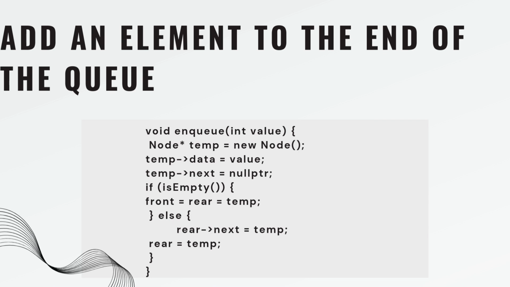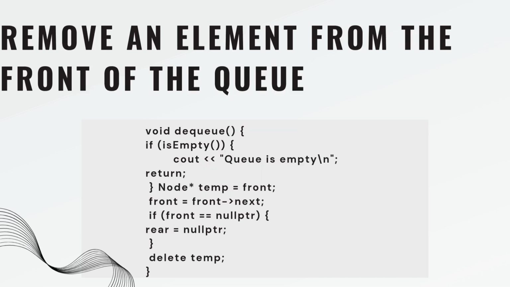So the enqueue method creates a new node with the given value and adds it to the end of the queue. If the queue is empty, it sets both front and rear to this new node. Otherwise, it links the new node to the current rear node and also updates rear to point to the new node. Alright, so next, we have to remove an element from the front of the queue.